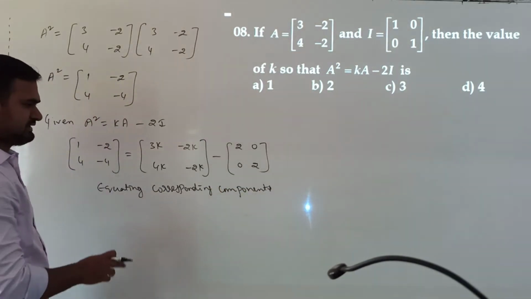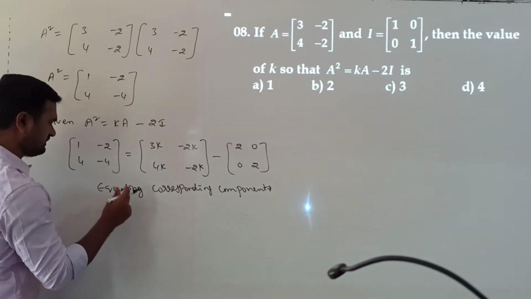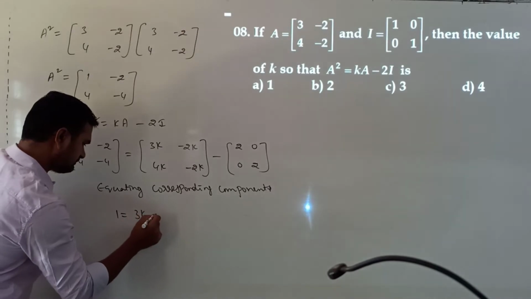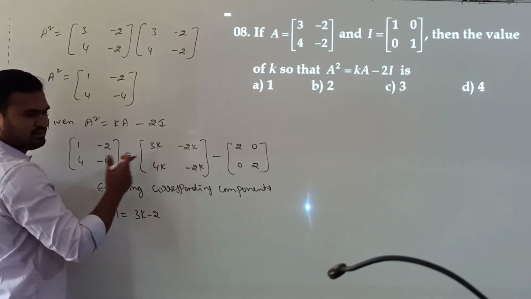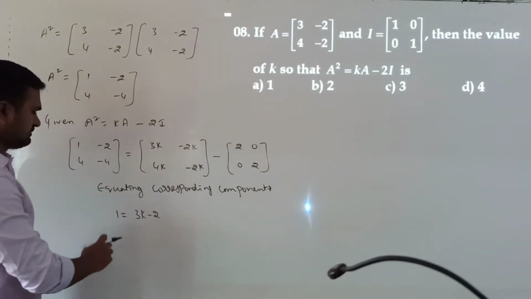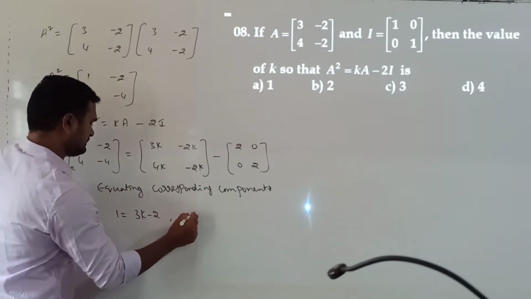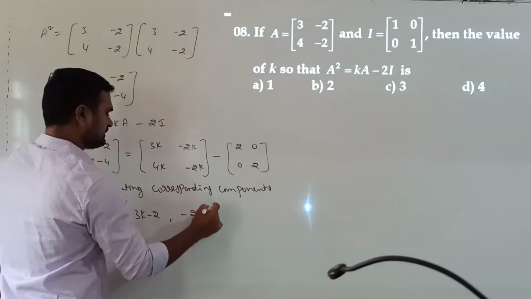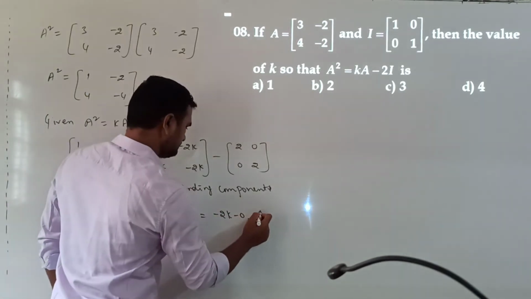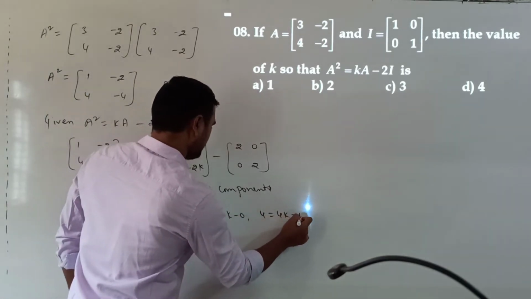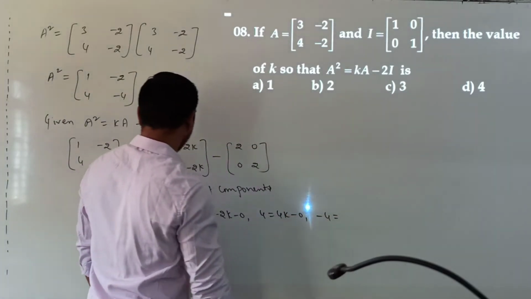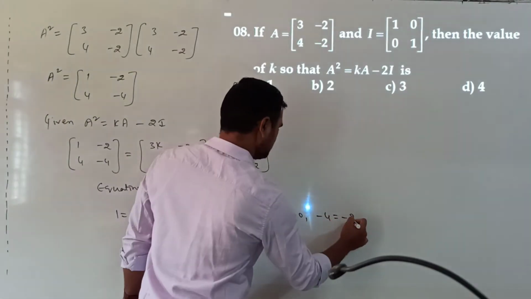Equating the corresponding components. So here 1 equal to 3k minus 2. You have to subtract these two first, then you have to equate. Otherwise, you take the difference and equate. So 1 equal to 3k minus 2, minus 2 equal to minus 2k minus 0, 4 equal to 4k minus 0, minus 4 equal to minus 2k minus 2.